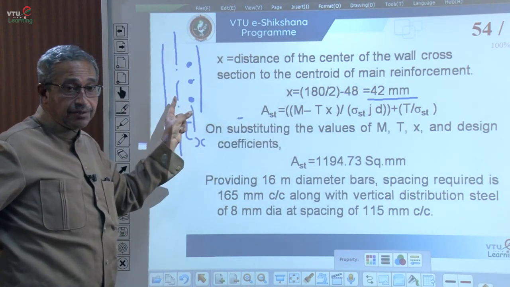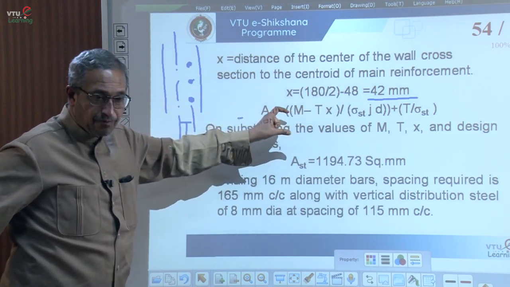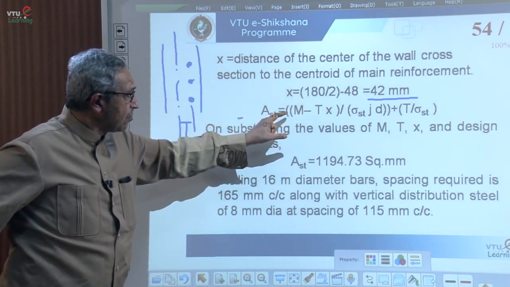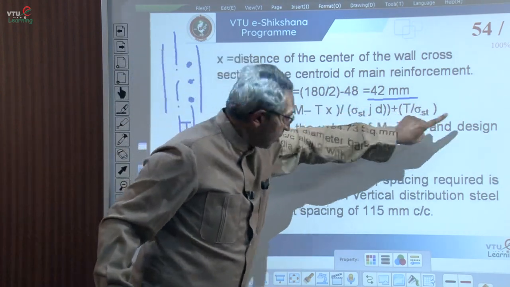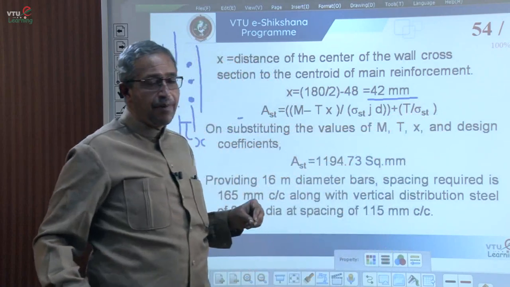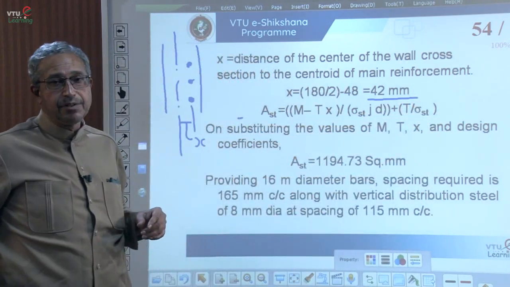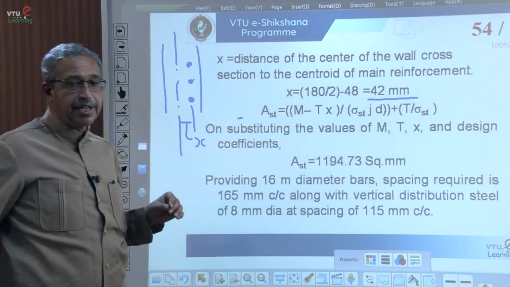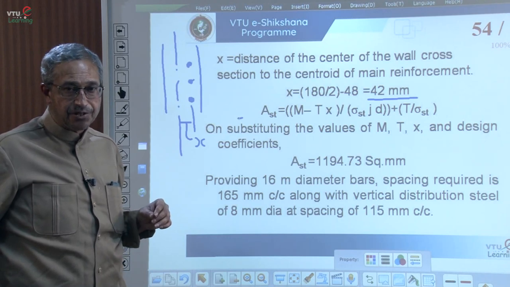This direct tension pull transferred from the short wall will reduce the bending moment by a few quantity. Hence, for that moment we calculate the steel, and in addition to that, we also calculate the total steel required for that tension separately and add them together. This is the concept of design which has been in existence for more than 100 years.